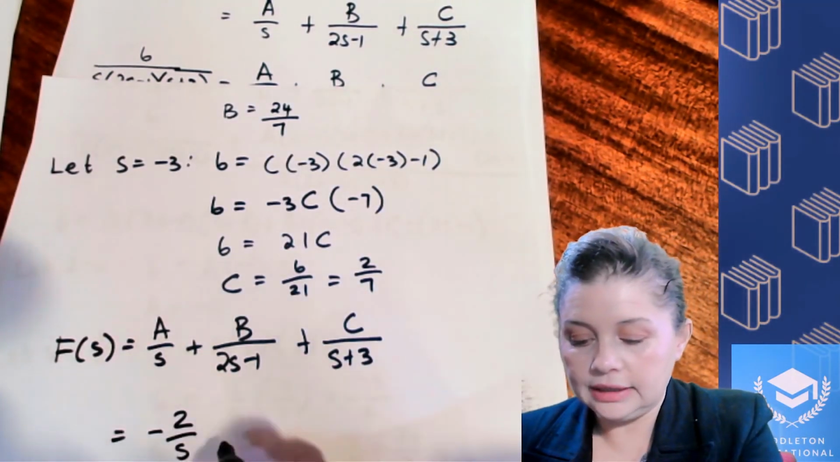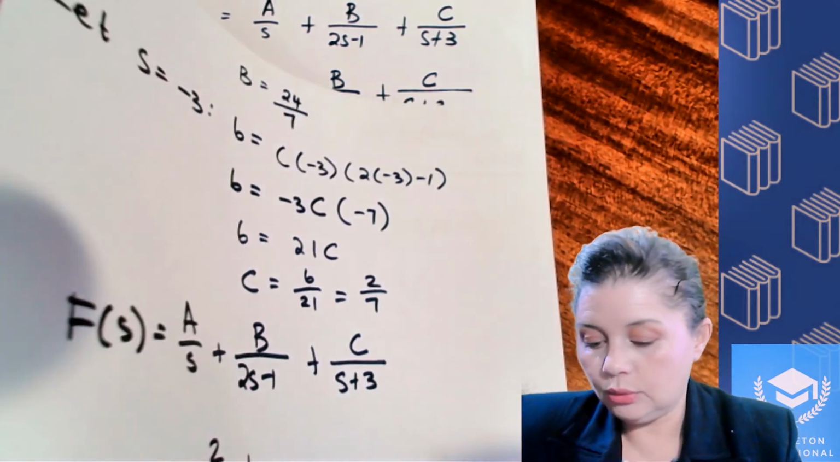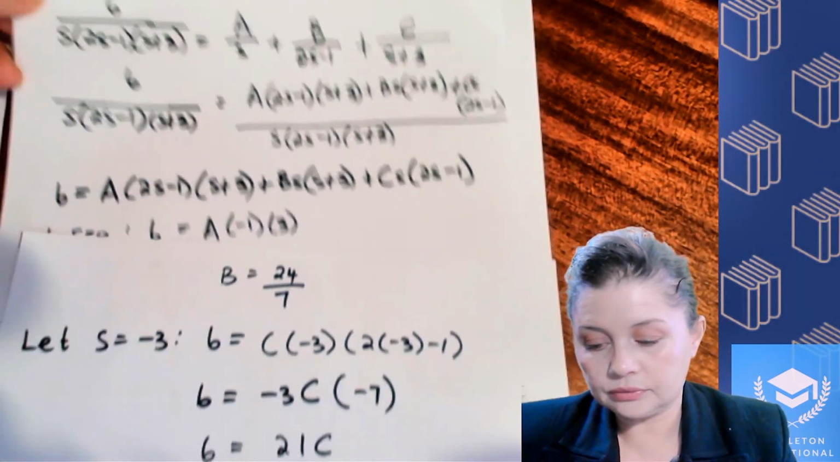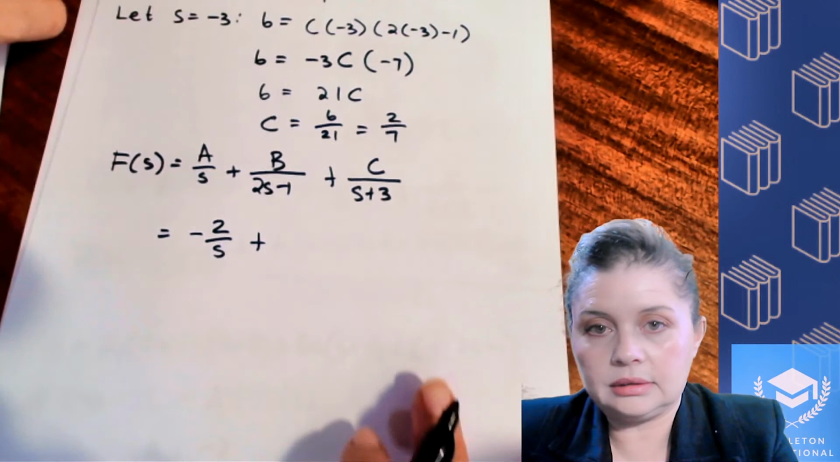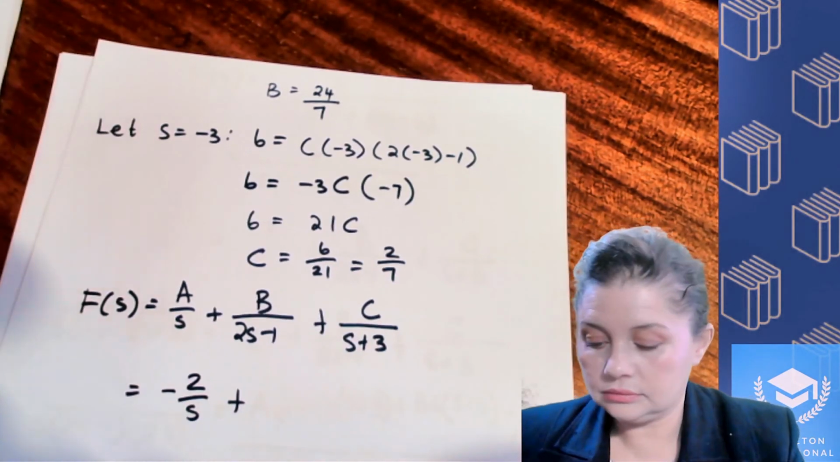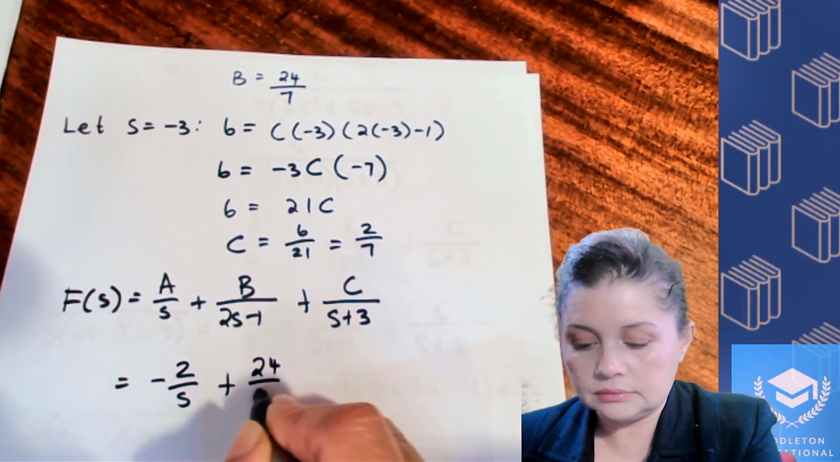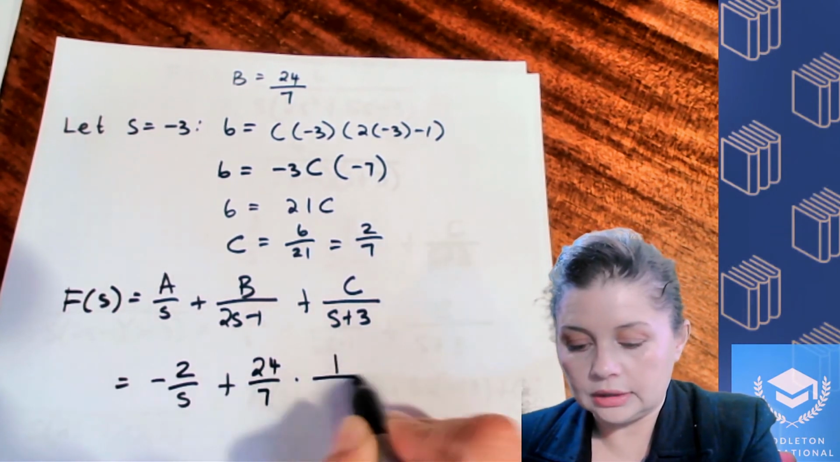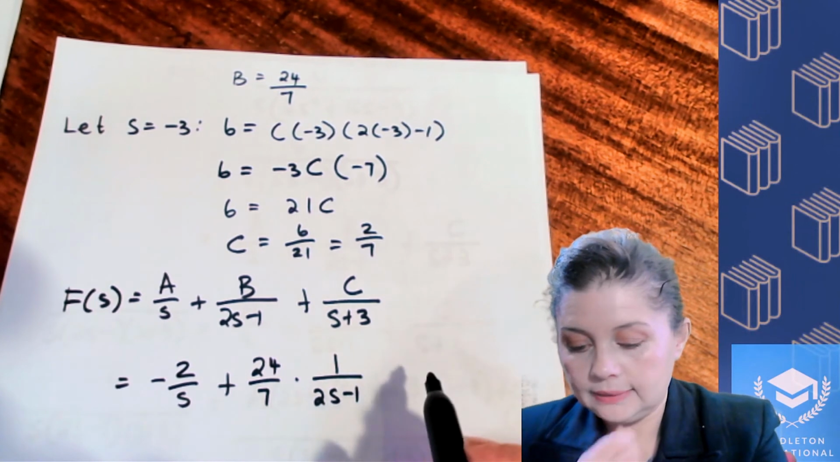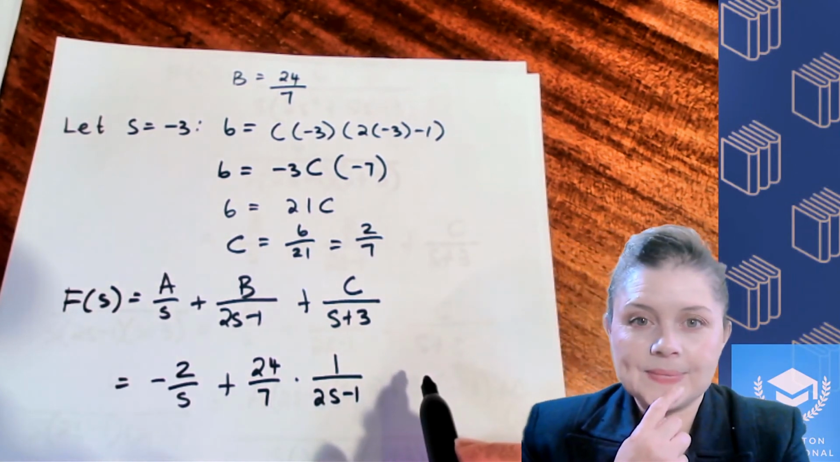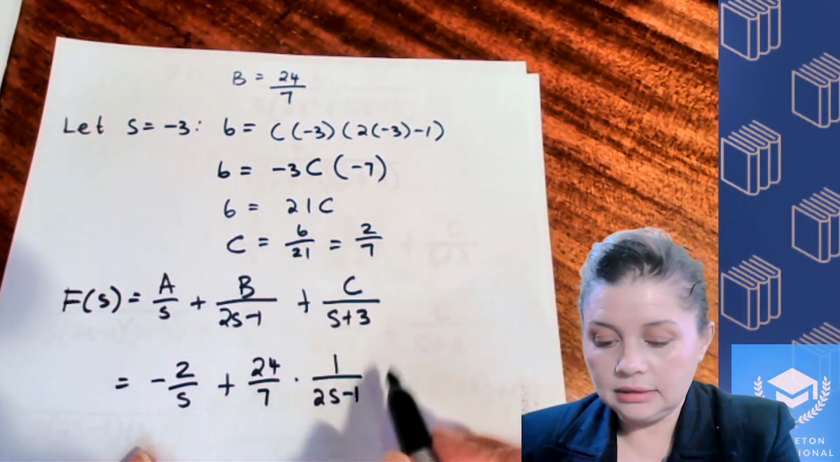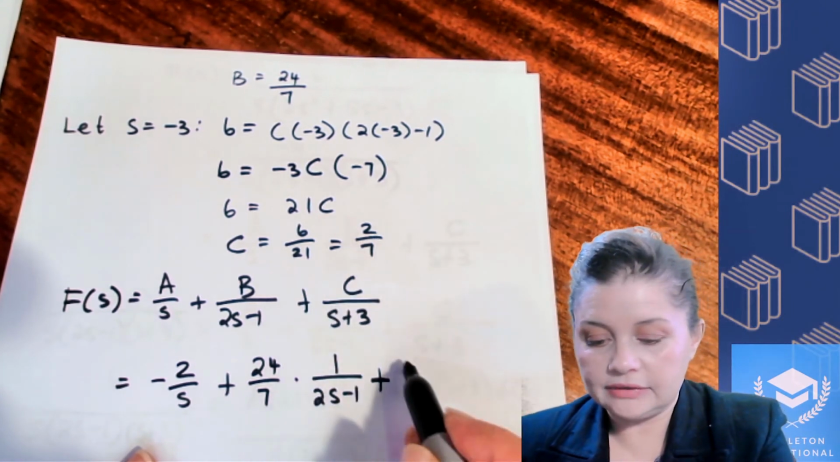Minus 2 over s. B we worked out, B is 24 over 7 times 1 over 2s minus 1. And C is 2 over 7.